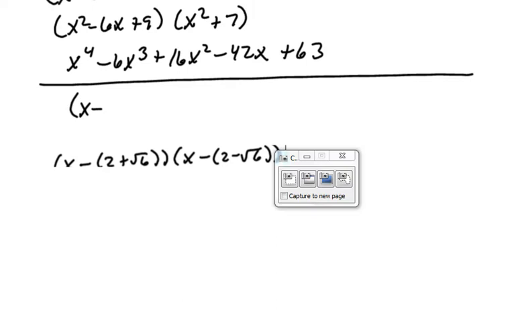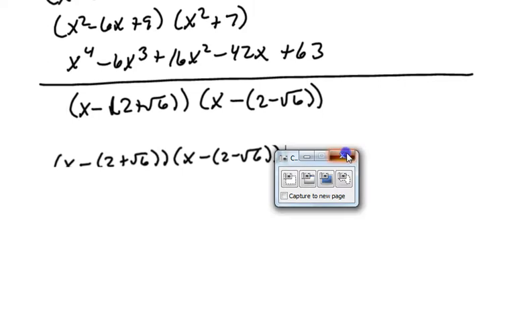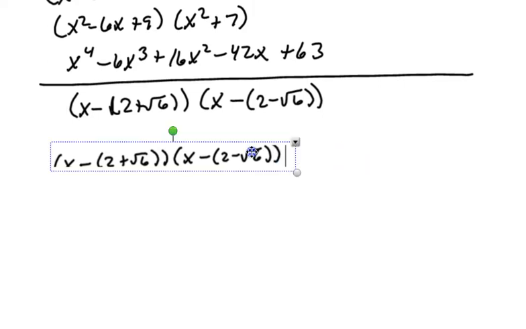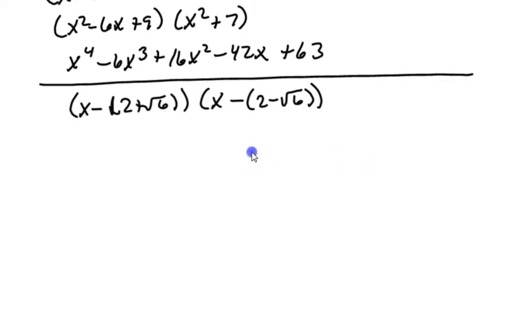So x minus 2 plus the square root of 6, and x minus 2 minus the square root of 6. So notice the plus and minus part. The plus and minus part does not go here and here. Okay, it goes in between, it goes in the 2 plus the square root of 6 and 2 minus the square root of 6. So then this would be x minus 2 minus the square root of 6, and x minus 2 plus the square root of 6.